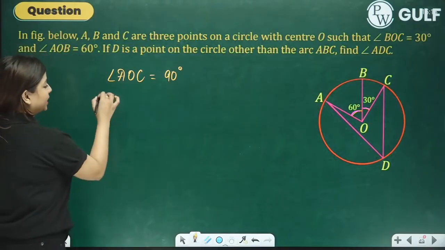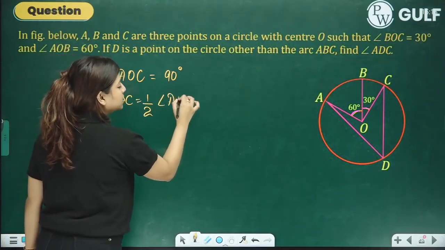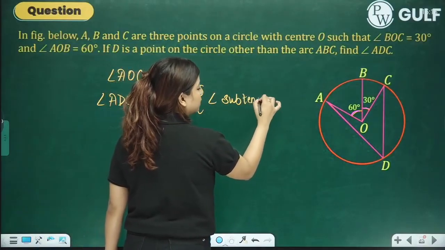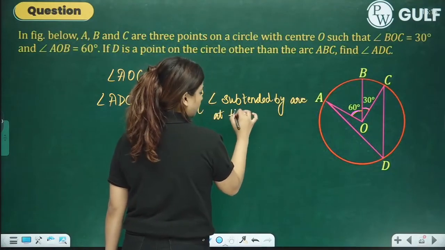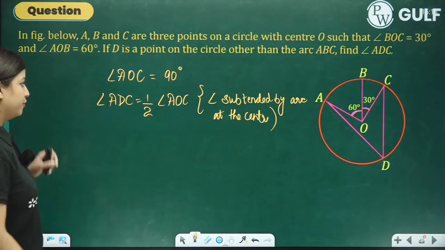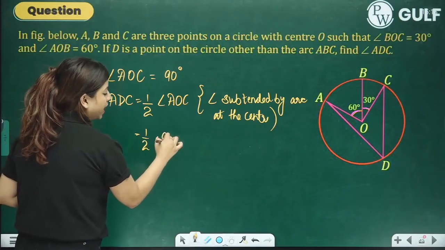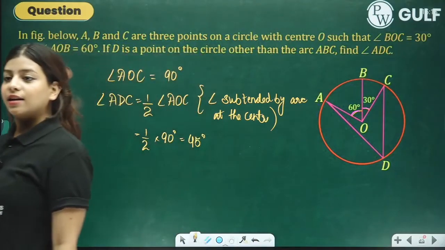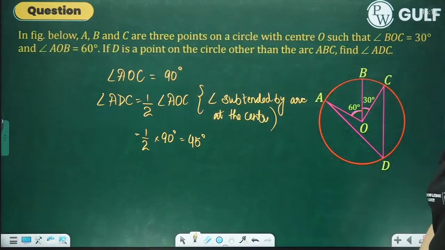What will be angle ADC? Angle ADC will be equal to half of angle AOC. Why, students? Because this is the angle subtended by the arc at the center, so this has to be half of it. Since ADC is half of AOC, that means half of 90 degrees, which is equal to 45 degrees. So we can say that angle ADC is equivalent to 45 degrees.